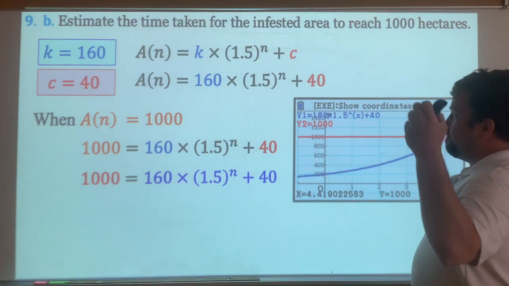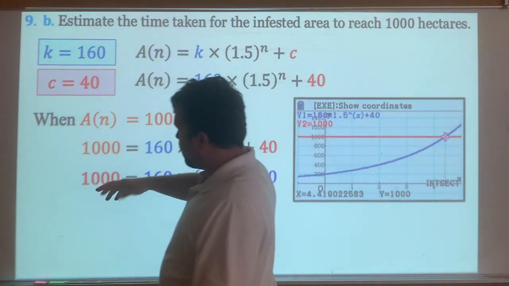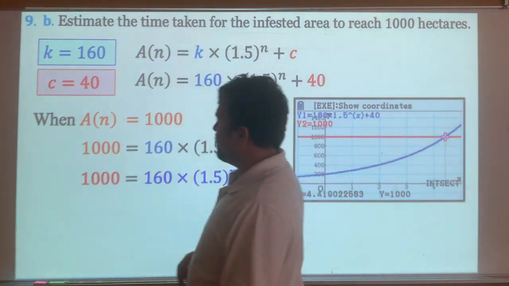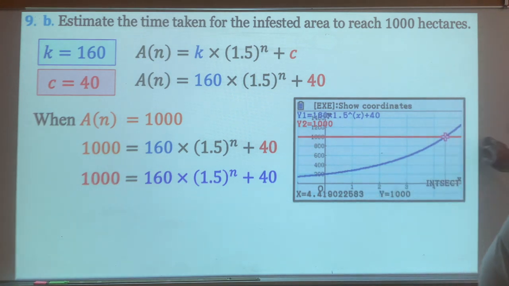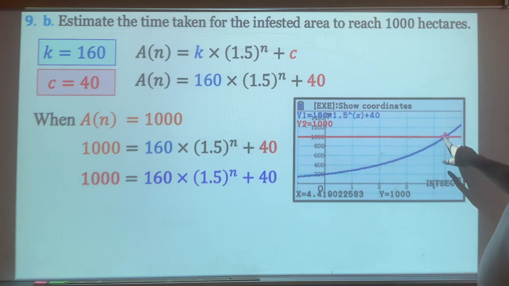How do I know that? Well, I just want to be above 1,000. The key with your Y's, that's the easy one: just be above the number that's right here. For your X's, you have to fool around with that. Intersect: you do second calc, or second trace to get calc. Enter, enter, enter.